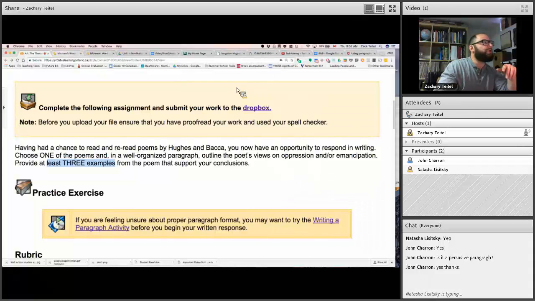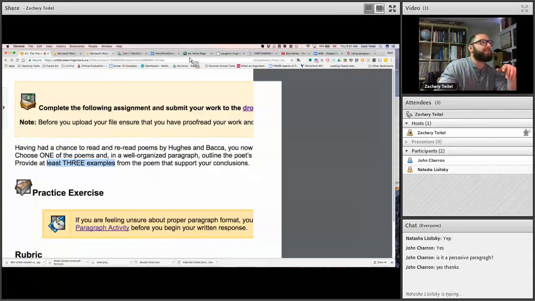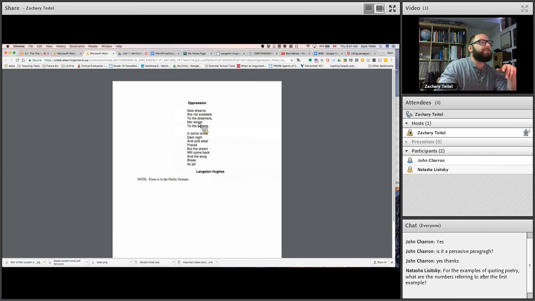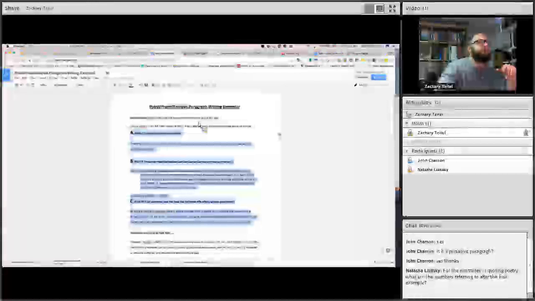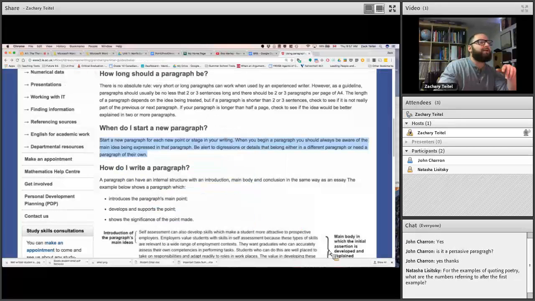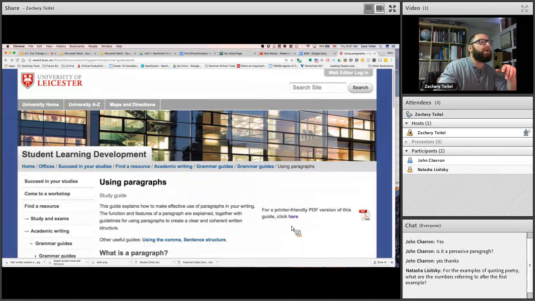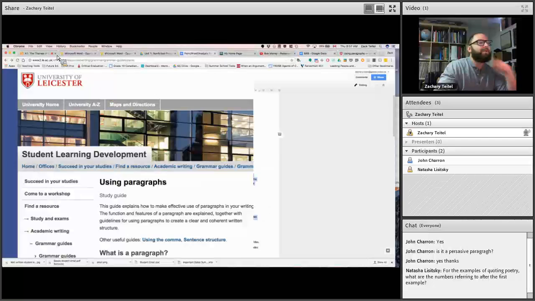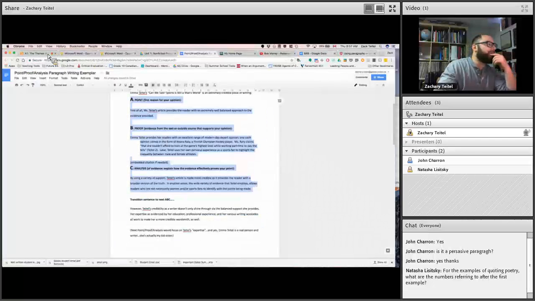Let me just take a look here and see if there's anything else I want to point out to you guys before I let you go. We don't need this anymore. I'll post this link as well to the University of Leicester stuff on paragraph writing. And again, I'll post this exemplar, and I'll look for some other examples or exemplars that I can post to you guys about paragraph writing that might help you.